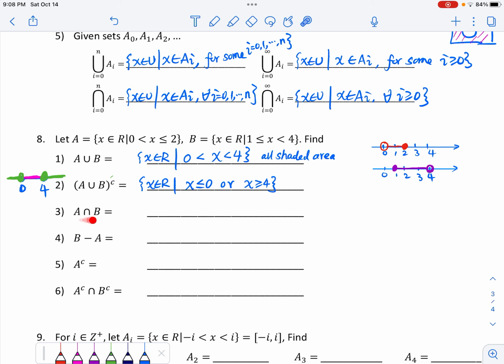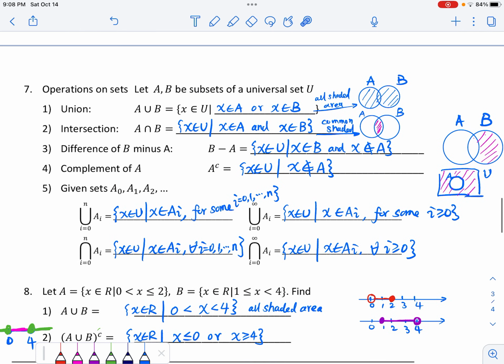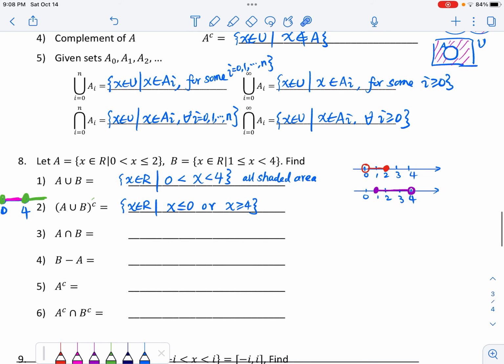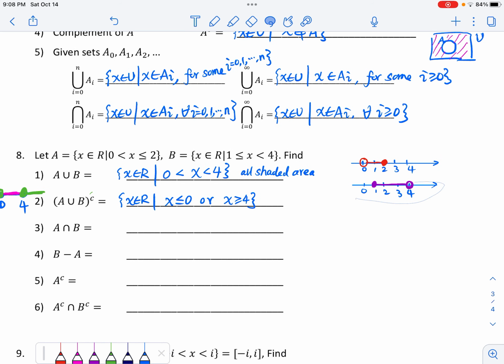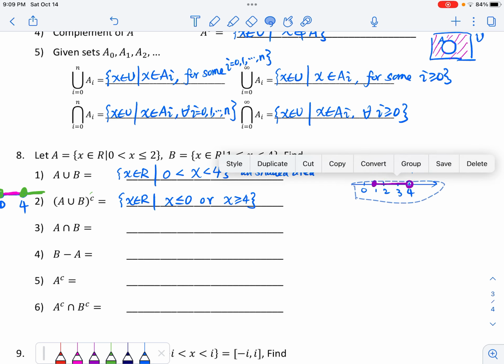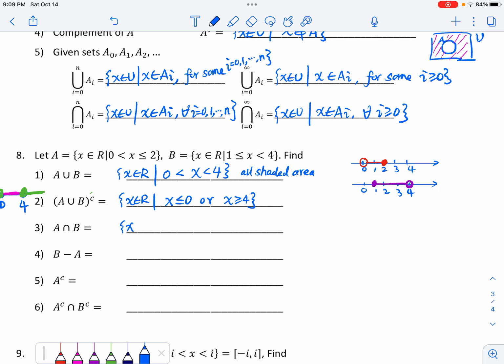Now, the intersection of A and B. If you remember, intersection means the common shaded area. If I move those two, I hope that you see the common shaded area is just from 1 to 2, including 1 and including 2. So the graph sometimes is useful. So X in R, X is less than or equal to 2, greater than or equal to 1. That's the common shaded area.